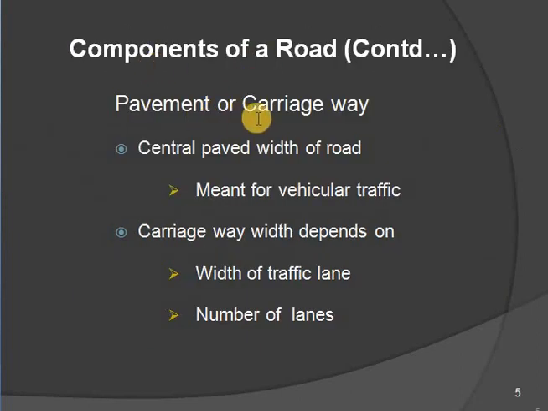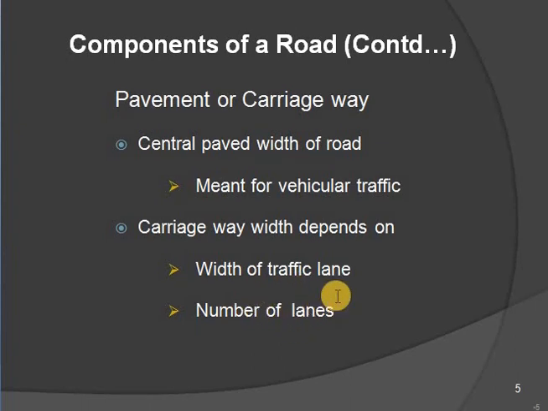And next, pavement or carriageway: the central paved width of road meant for vehicular traffic. Okay, this is for the traffic vehicles which have to pass on the pavement. And carriageway width depends upon width of traffic lane and number of lanes. So it is depending upon the width of traffic lane and number of lanes.